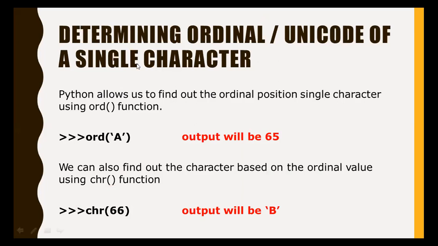Now this is determining the ordinal Unicode, a single operator, the ordinal ASCII code of the given character. Python allows us to find the ordinal position of a single character using the ORD function. If we write ORD with capital A, it will display 65. What is the ASCII value of capital A? That is 65. Similarly, you can increase the character till Z. So 90 is capital Z.